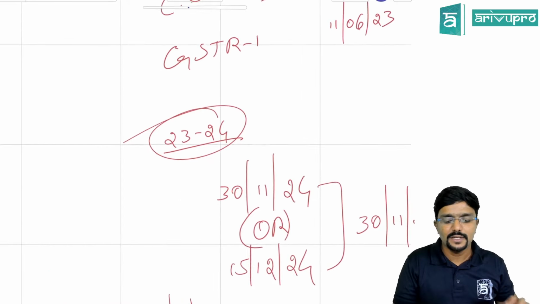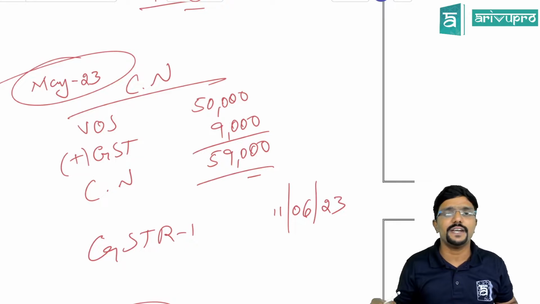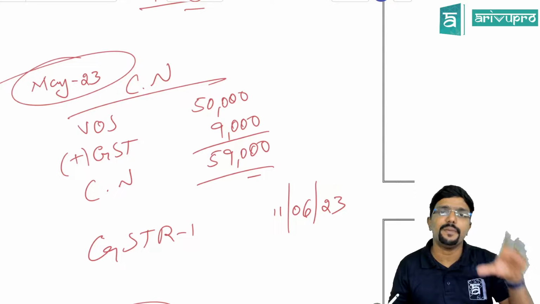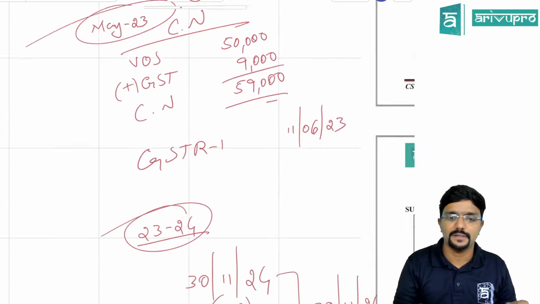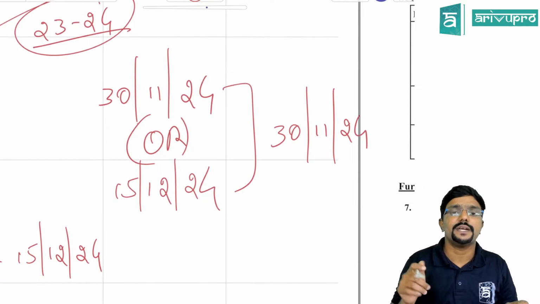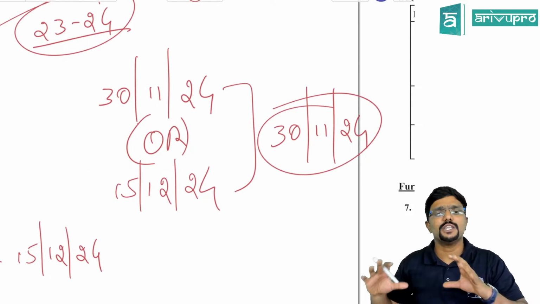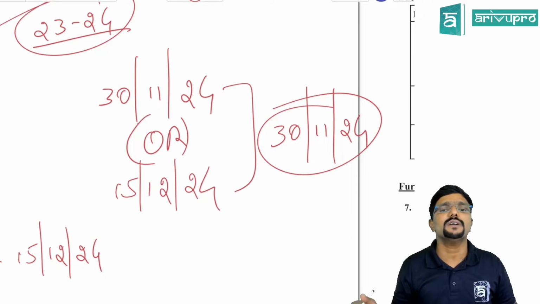The thing is, whatever credit note you have issued in May, give the details of the credit note in the GSTR 1 you will file for May, that is on or before 11th June. But you can still give it later, but not beyond 30th November 24. 30th November 24 is the deadline for you to give the details of your credit note.